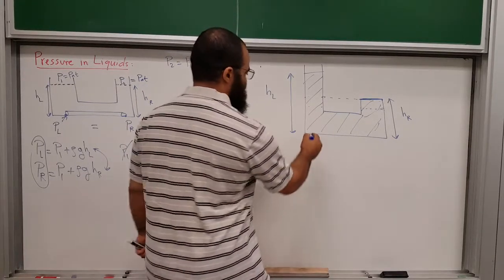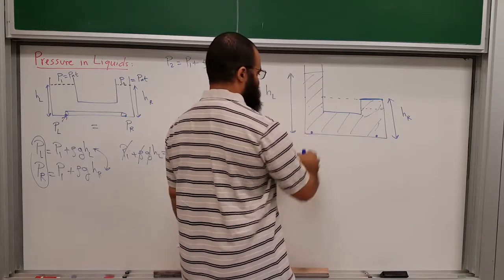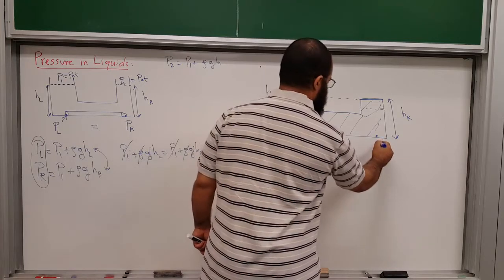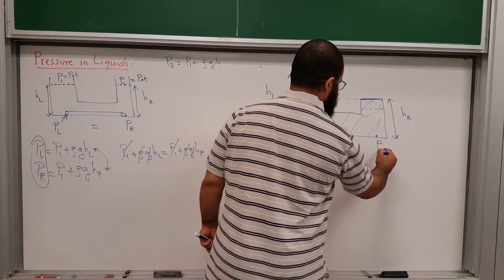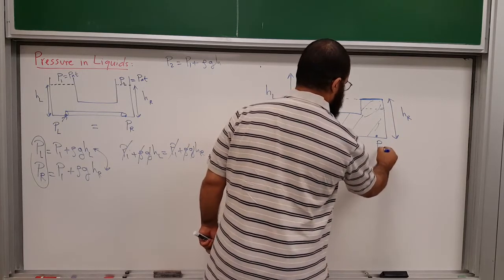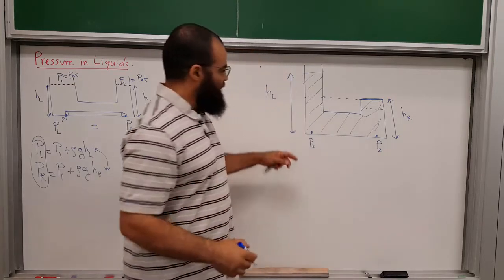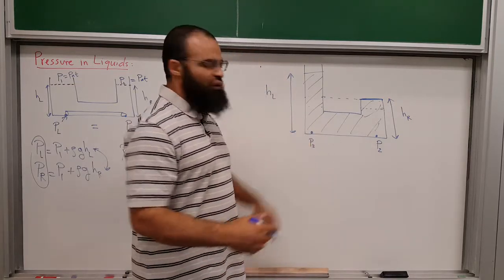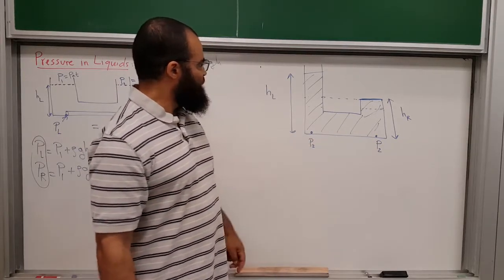We will start here at the bottom. The pressure has to be the same, right? The pressure here has to be the same as here. Let me call the pressure at the bottom P2, and this is P2 for the same argument. If it weren't, then the fluid would start to accelerate and move. So P2 has to equal P2.